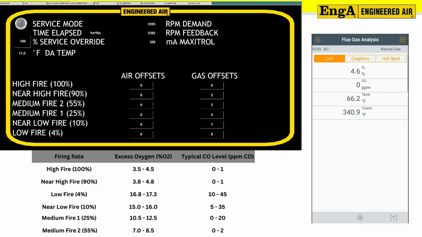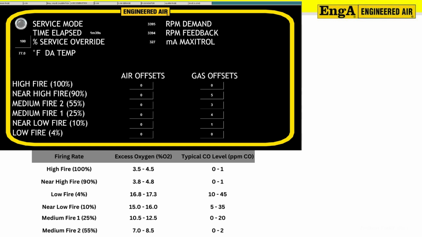Anytime the manifold pressure is changed, it will affect the oxygen reading, and anytime the combustion oxygen is adjusted, the manifold pressure also changes. Note that the air and gas offsets for high fire are set to 0, and any adjustments at this firing rate are made mechanically through the combustion air inlet slide or the gas regulator.